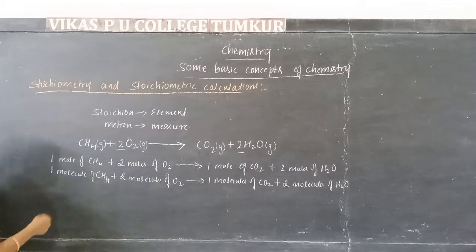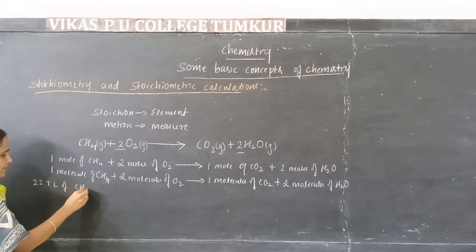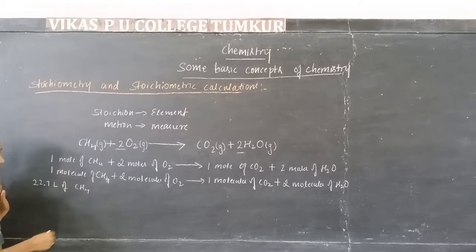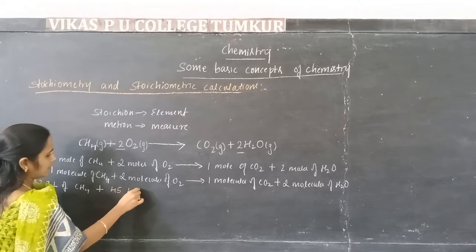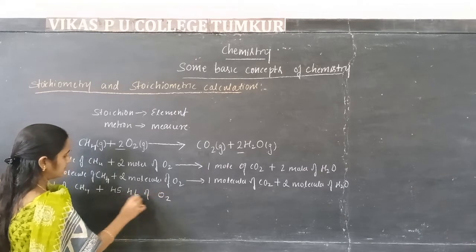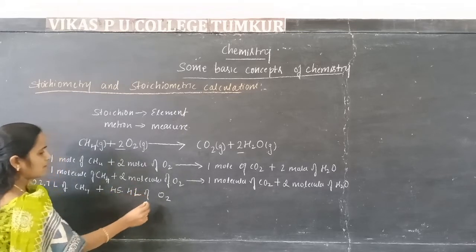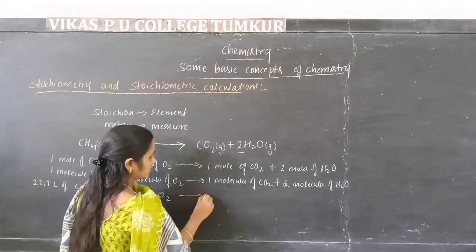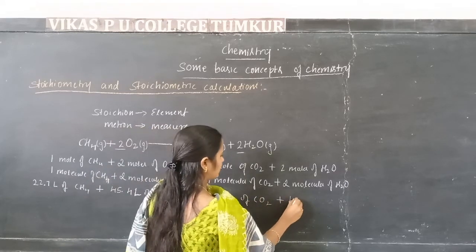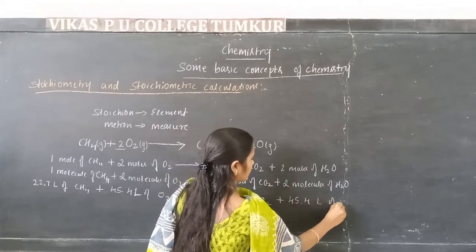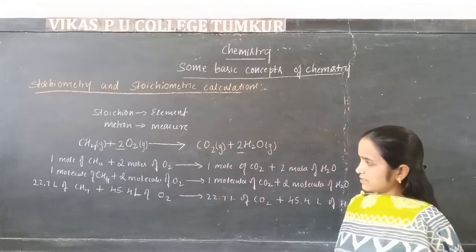If you take the gaseous state, that is with the volume, then 22.7 liters of methane plus 45.4 liters of oxygen gives rise to 22.7 liters of CO2 plus 45.4 liters of H2O. This represents it in liters, for gases.